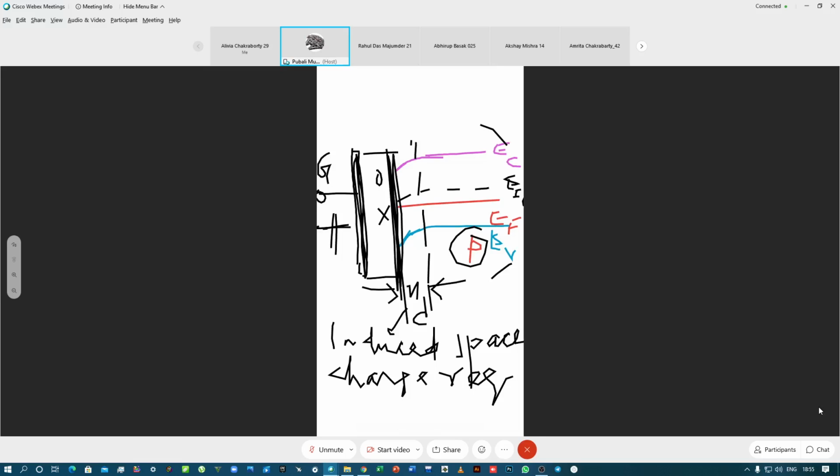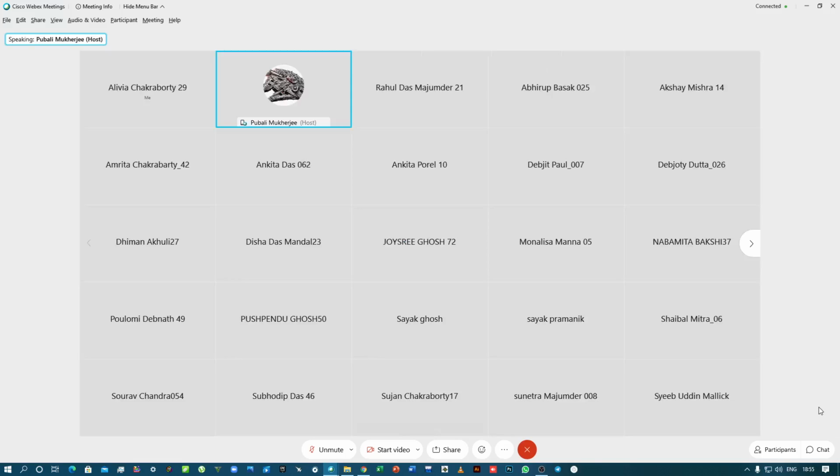So we have discussed two parts. One is your negative charge, that is accumulation. The other is induced space charge, that is a very mild form of positive charge applied to the gate.